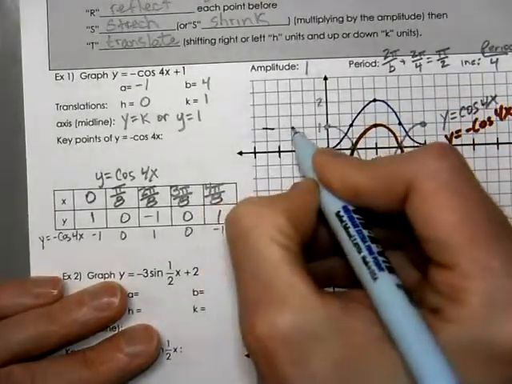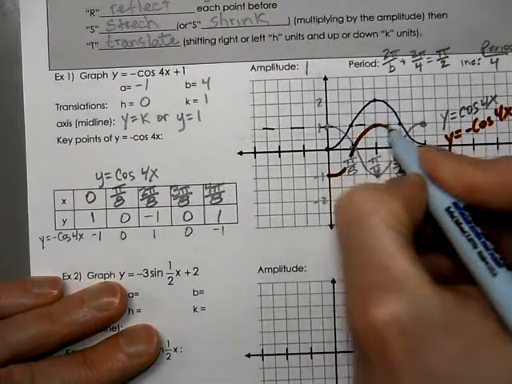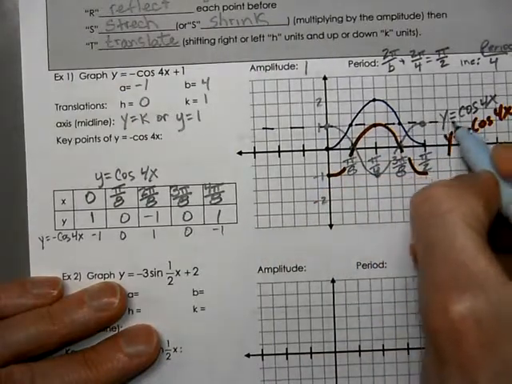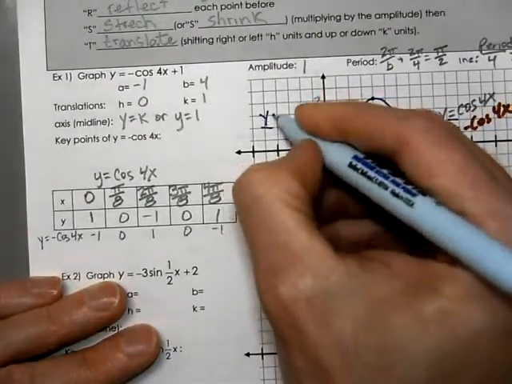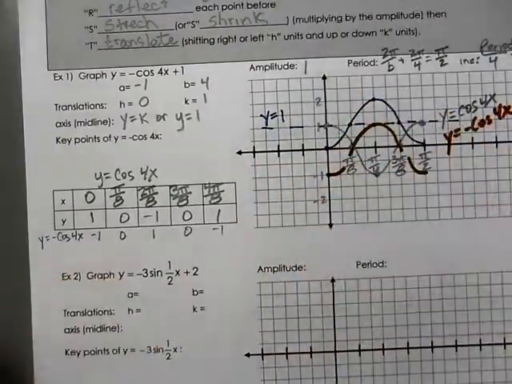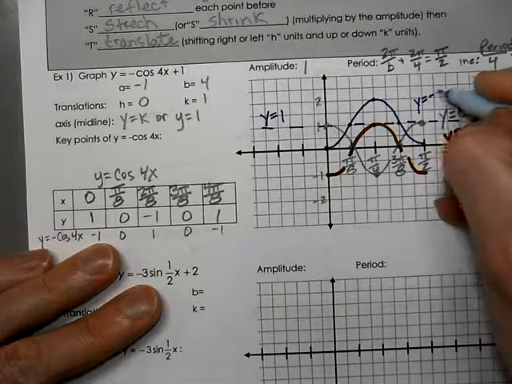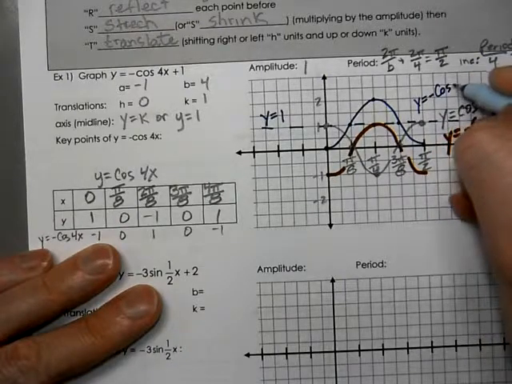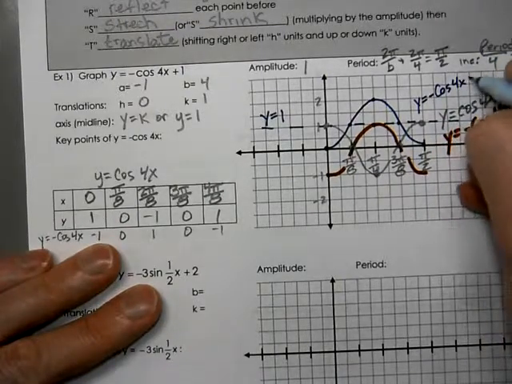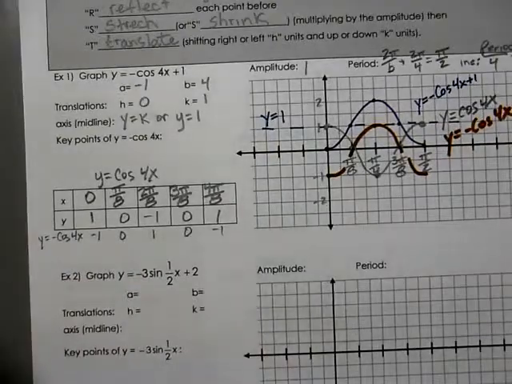So that's going to give us this midline right here, and we want to label that y equals 1. This graph is negative cosine of 4x plus 1.